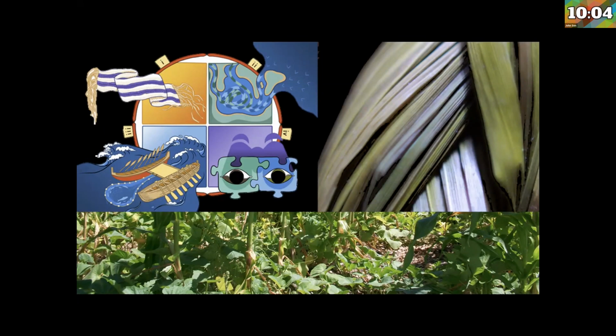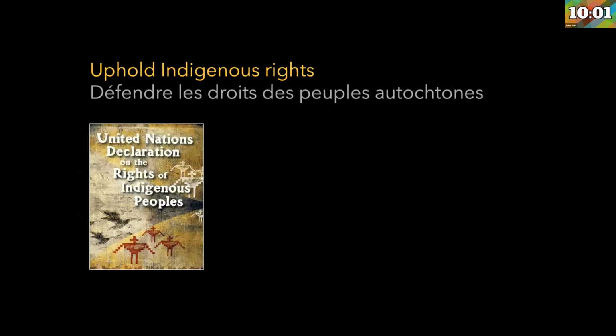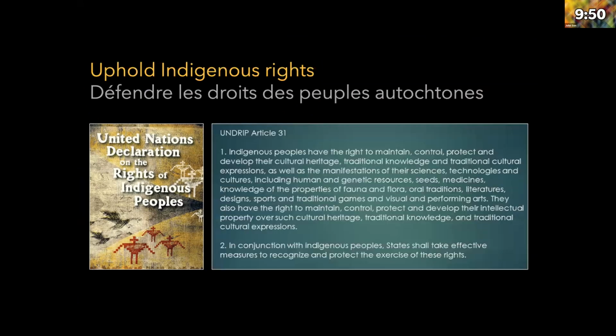This would not only be an avenue towards consensus, but it would importantly also uphold Indigenous rights enshrined in the United Nations Declaration on the Rights of Indigenous Peoples, of which Canada is a signatory, particularly Article 31, which states that Indigenous peoples have the right to maintain, control, protect, and develop their cultural heritage, traditional knowledge, traditional cultural expressions, as well as the manifestations of their sciences, technologies, and cultures, including human and genetic resources, seeds, medicines, knowledge of the properties of fauna and flora, oral traditions, literatures, designs, sports and traditional games, visual and performing arts.